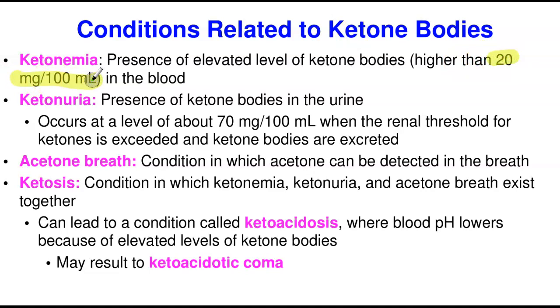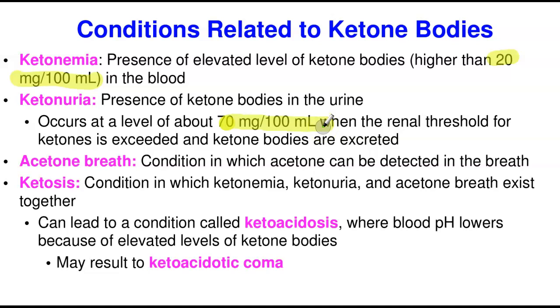So ketonuria means the presence of ketone bodies in urine as a result of ketonemia. What it simply means is that the renal threshold for ketone bodies has been breached, and therefore they are not reabsorbed in the kidney tubule and are expressed in the urine. It occurs at levels of about 70 milligrams per 100 mL, when the renal threshold of ketone bodies is exceeded and ketone bodies are excreted in the urine.